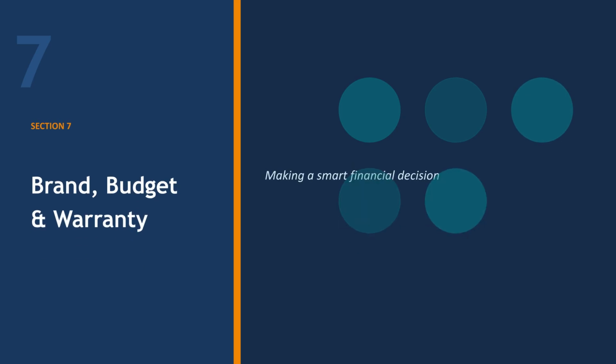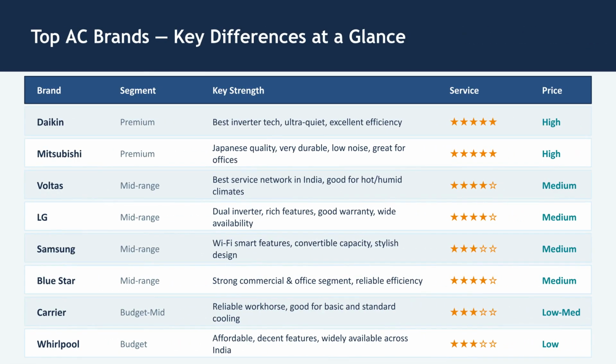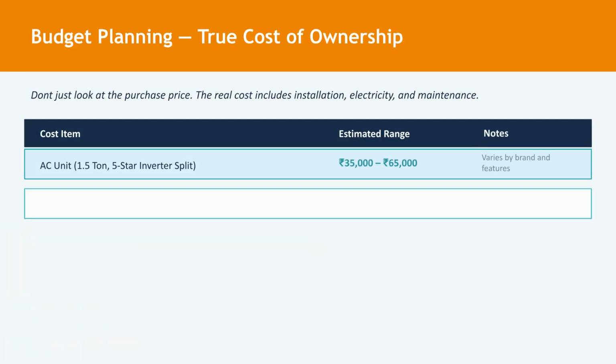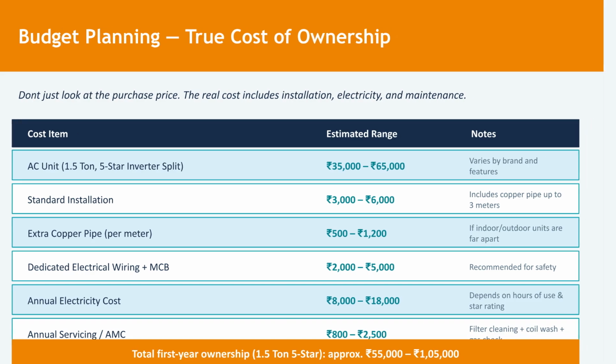Section 7 guides you on making a smart financial decision, covering important aspects like brand reputation, budget considerations, and warranty coverage. This comparison highlights key AC brands across segments. Premium brands like Daikin offer quiet operation and excellent efficiency. Mid-range brands like Voltas and LG provide a good balance of features, service network, and price. Remember that the true cost of ownership includes more than just the purchase price. Account for installation costs, dedicated wiring, and annual electricity expenses to budget accurately.